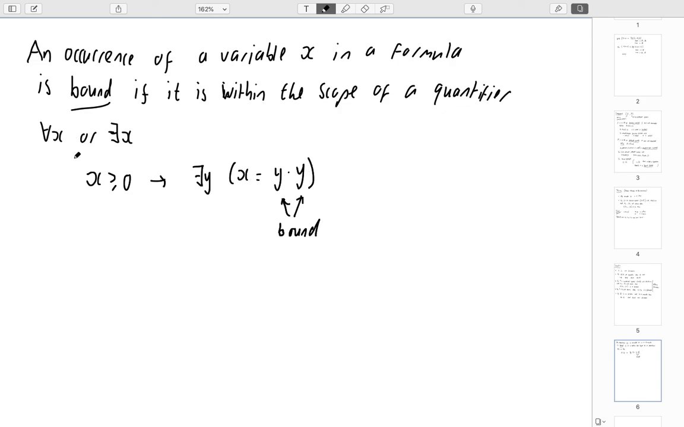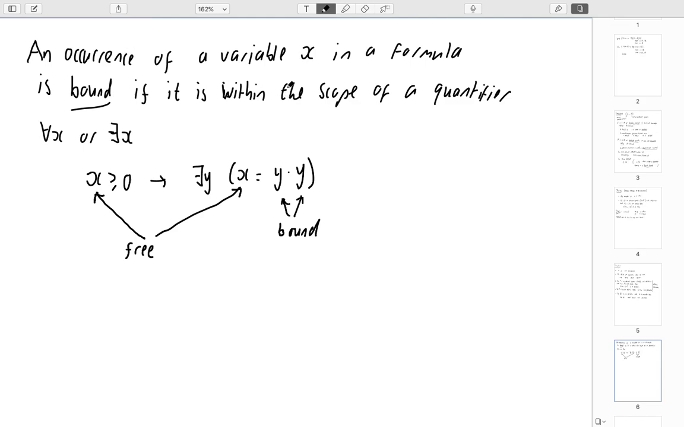But neither of the occurrences of x are bound because for both of them there is no quantifier over x that quantifies them. So if a variable occurrence is not bound, it's called free. So let's point to those variable occurrences. So these occurrences are free. But if we put the for all x on the front, then all the variable occurrences would be bound.